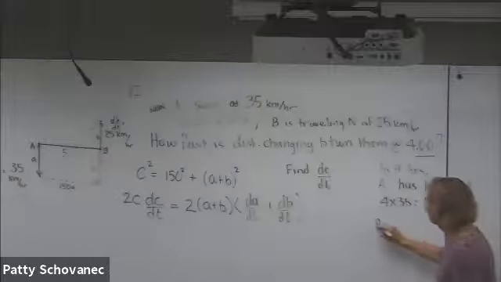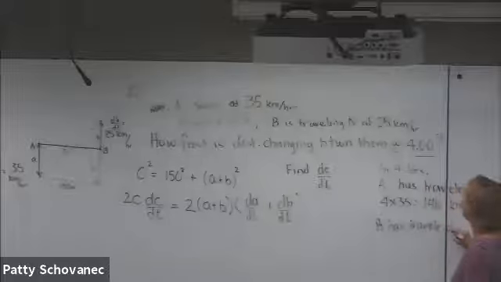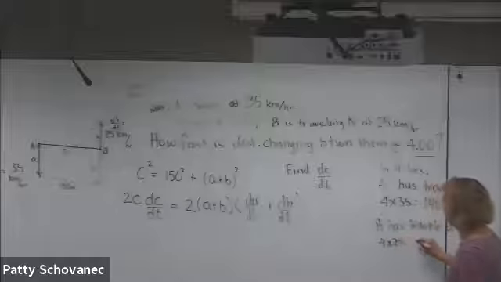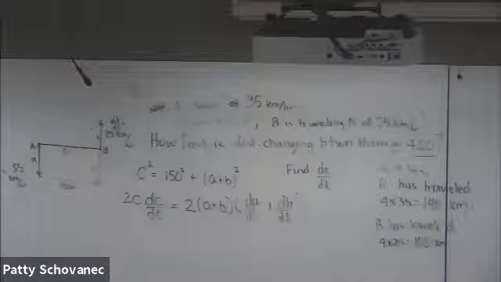And B? B's going 25 kilometers per hour. So 4 times 25 is 100 kilometers. We have dA/dt and dB/dt. They're both getting longer, so let's keep them positive. And so we can put everything in. Well, maybe we need that number for C. So let's figure out what the length of C is when we have A and B.